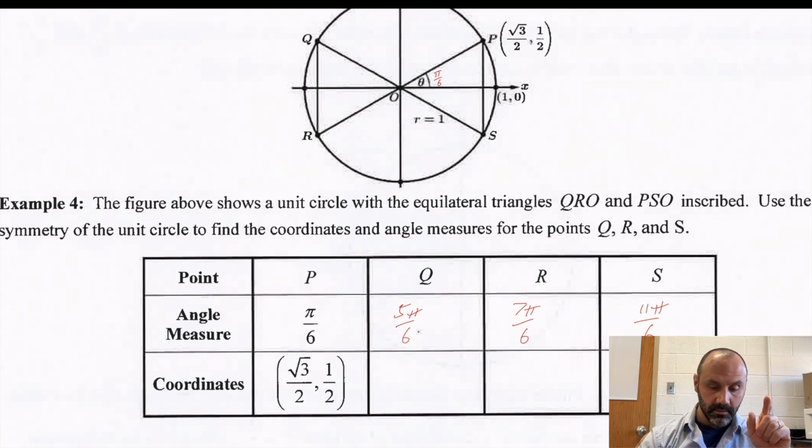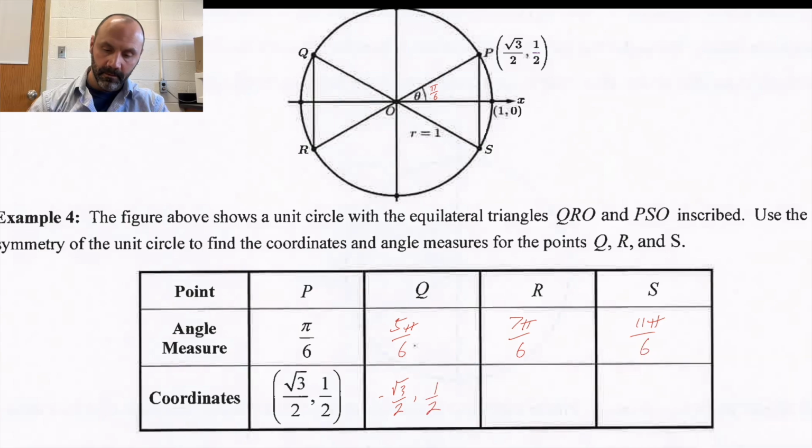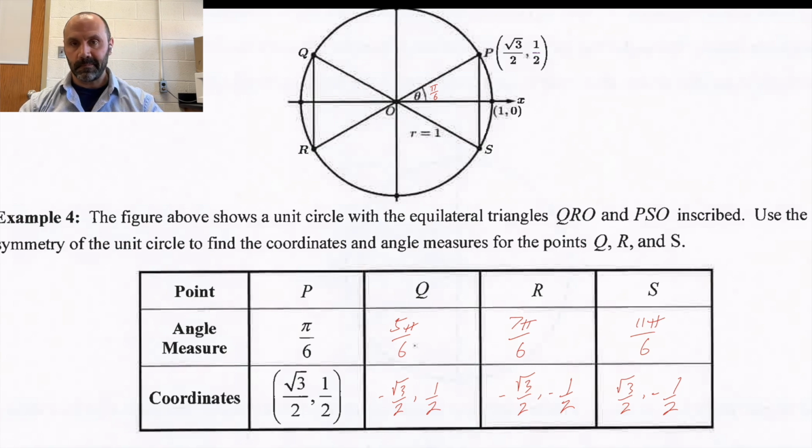Okay, so the coordinates for Q will be negative x but positive y, so negative root 3 over 2 comma 1 half. R is going to be both negative, third quadrant, so both negative x and negative y coordinates. And then for S, positive x, but negative y coordinate. Okay. So just by figuring out that one point's coordinates, now I know 4 points in there.